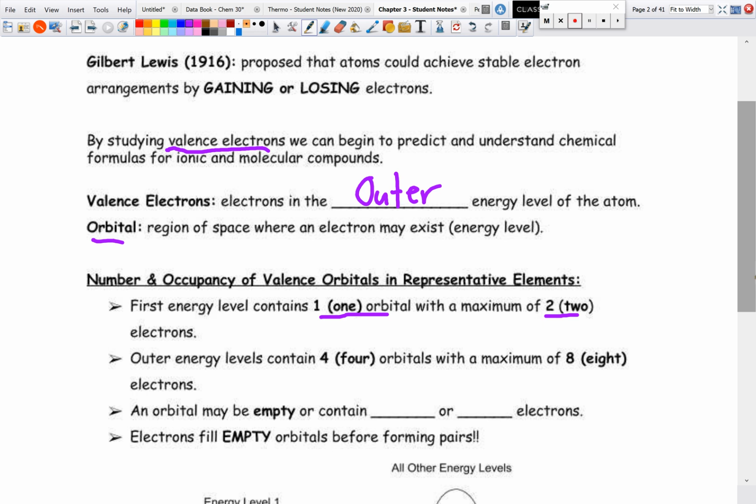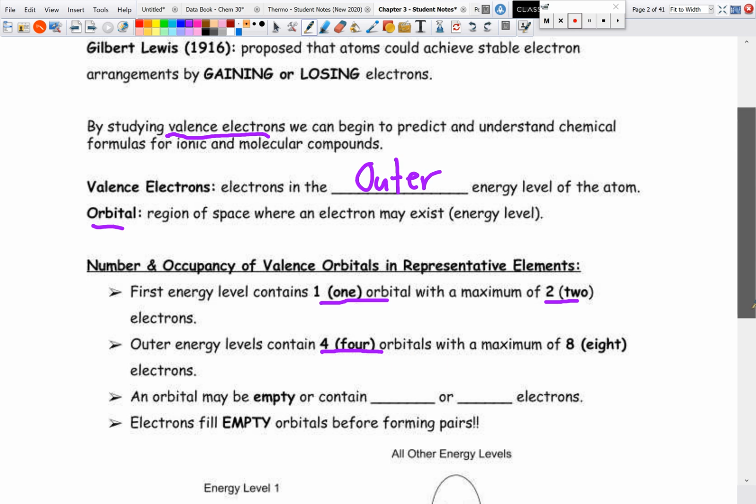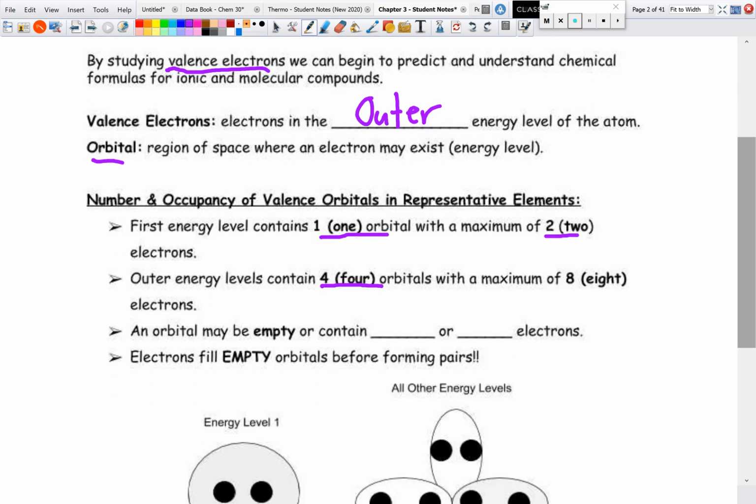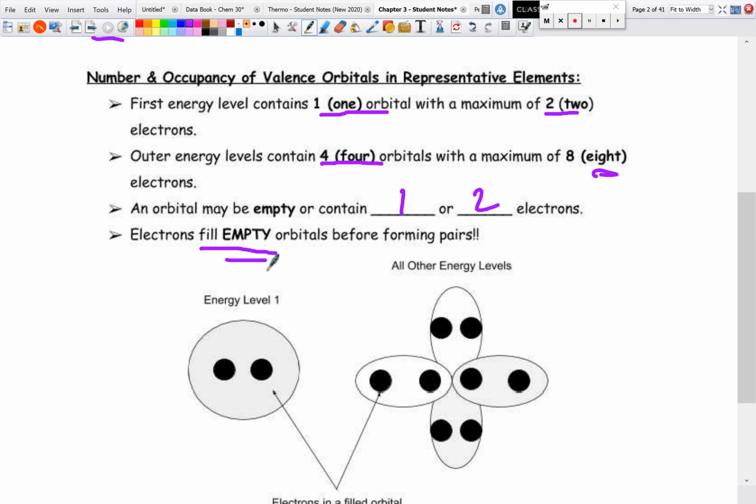The reason for that is the first energy level only has one orbital. The outer energy levels contain 4 orbitals. That's going to get a little more complex the more chemistry you study, basically at the university level, but for now we're just going to stick with this: the first energy level has one orbital, then the outer ones have 4 orbitals. Each orbital can only take 2 electrons, so they can take a maximum of 8 electrons. That's how we got our rules. Now, orbitals can be empty, they can contain 1 electron, or they can contain 2. And remember, electrons always fill empty orbitals first.